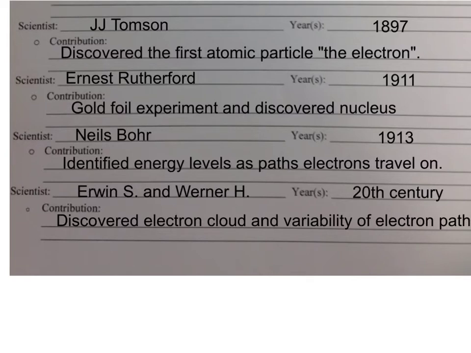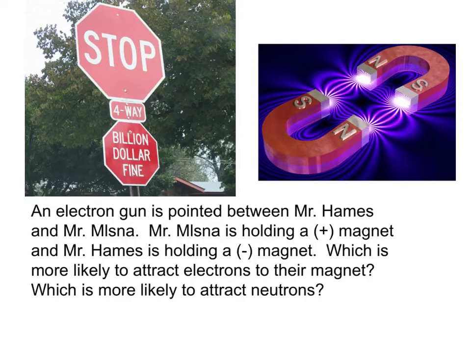However, since Mr. Bohr's model was still excellent at explaining the structure of the atom, his model was allowed to live on, even though technically the following scientists, Irwin and Warner, were more correct. This brings us to our first reality check.